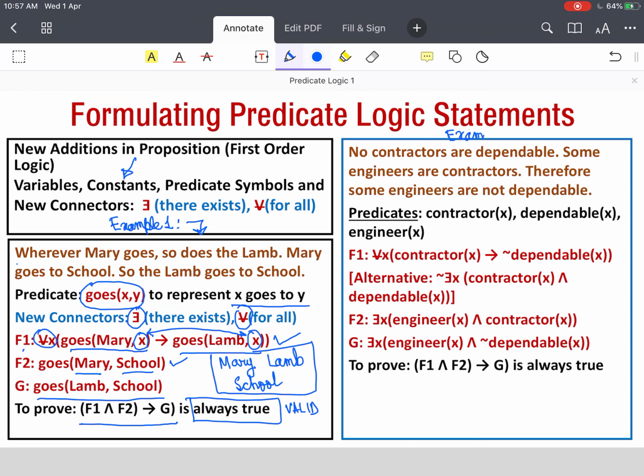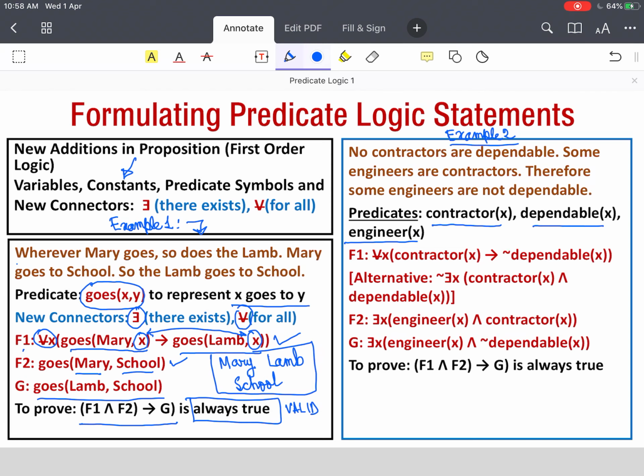Let us go to the second one, which is our example 2. In our example 2, we have: no contractors are dependable. Some engineers are contractors. Therefore, some engineers are not dependable. So as we have discussed a little earlier, we use three predicates: contractor X to define that X is a contractor, dependable X to define X is dependable, engineer X to define X is an engineer. Whereas goes X Y had got two arguments, here these predicates have got only one argument. Predicates can have any finite number of arguments.